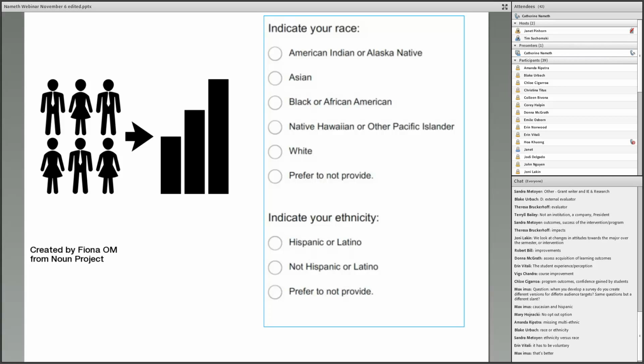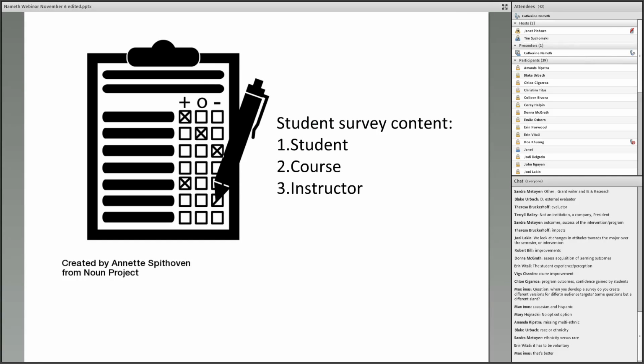Okay, so here we have, again, a better example of a survey question we may ask. When we're talking about student survey content, we can really ask students to provide information in many areas, but I'm going to just give you a taste of each of these three during today's webinar: information about the students themselves, student information regarding the course, and regarding the instructor.